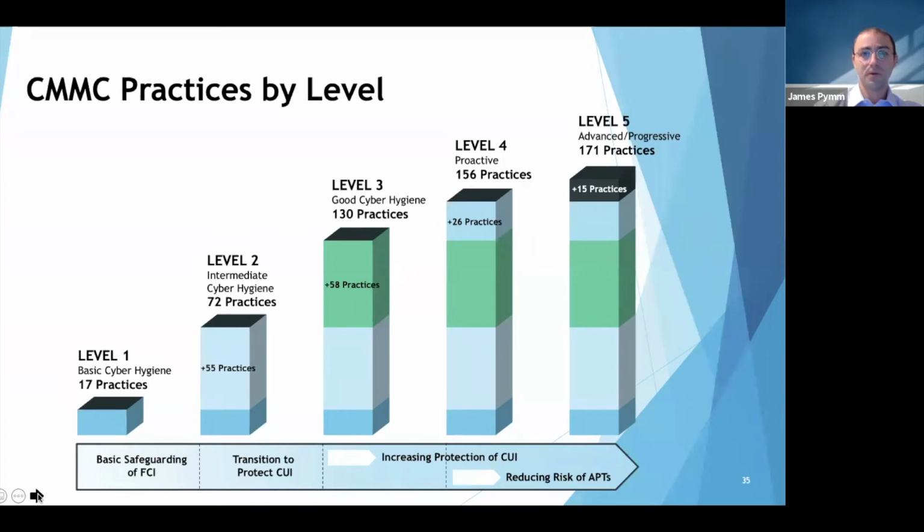A key item to note, the 130 practices at level 3 contain the 110 controls from NIST 800-171, plus an additional 20 practices that are CMMC specific. So as you can see, the model is cumulative. In order to meet a specific CMMC level, an organization must meet the practices and processes within that level, as well as those below it. Again, we are focusing on levels 1 through 3, but so folks are aware, there are a total of 171 practices when going up to level 5. Next slide, please.